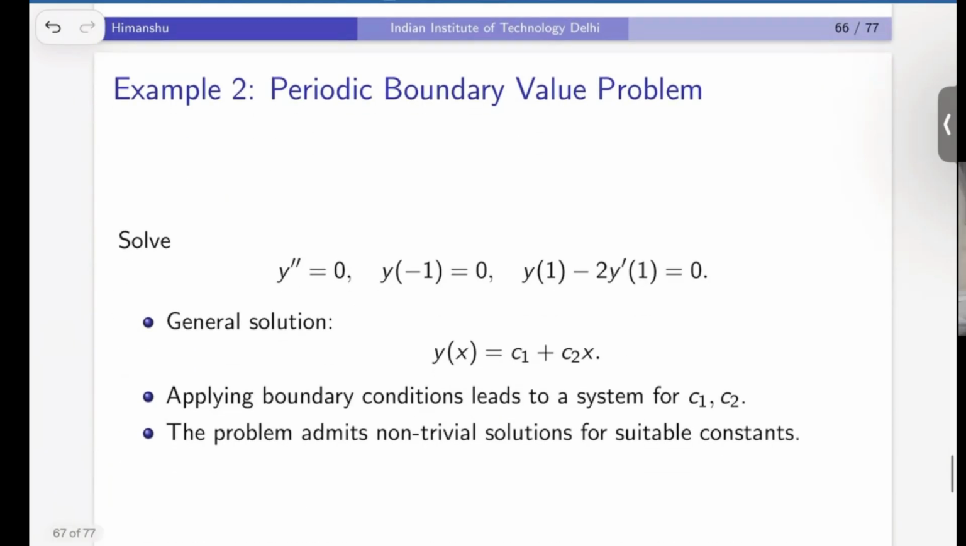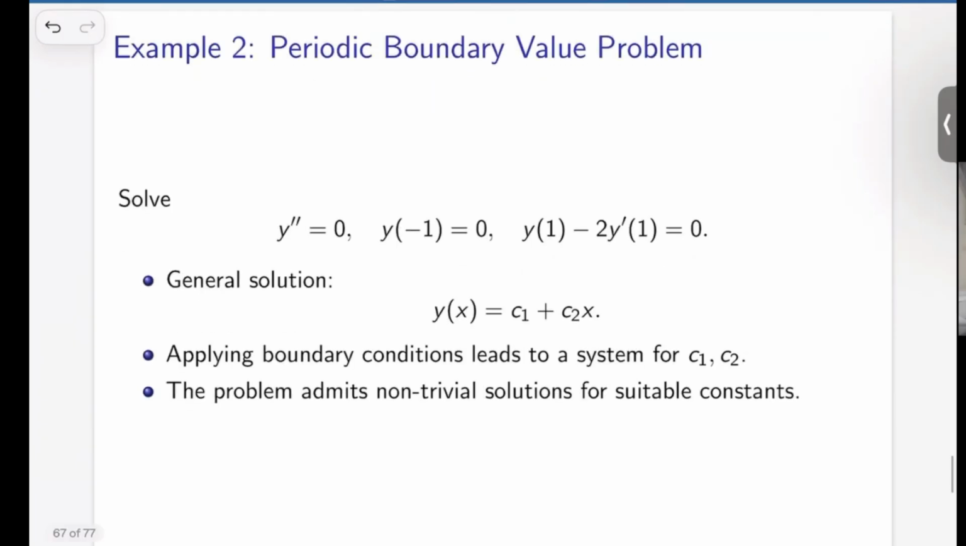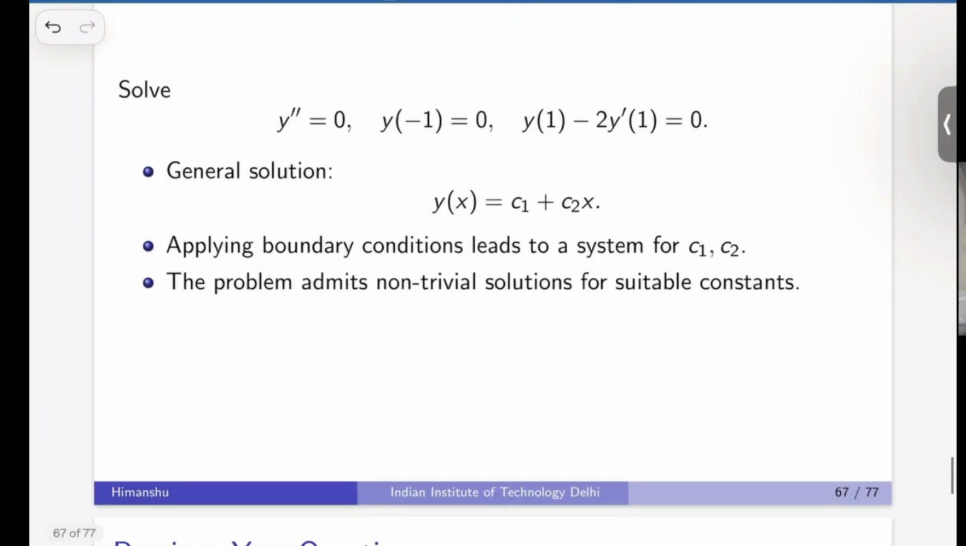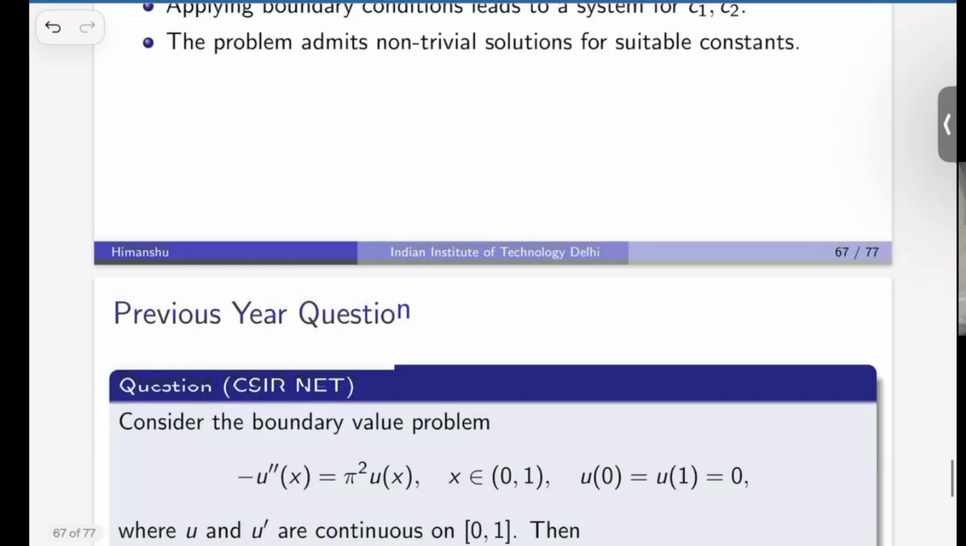Now for the differential equation y double dash equals 0 with the boundary conditions y(-1) equals y(1) and y dash(-1) equals y dash(1). Our system is this. We have a non-trivial solution in this case, and the functions 1 and x are two solutions of this.